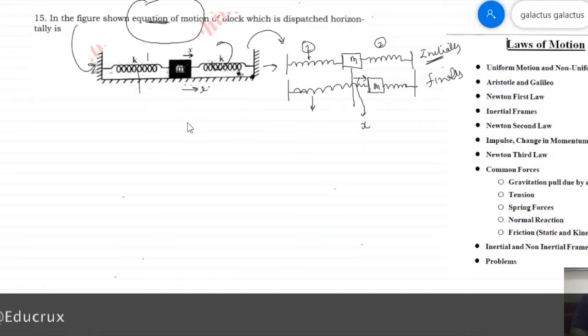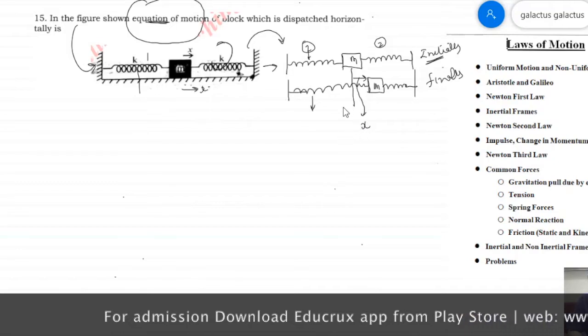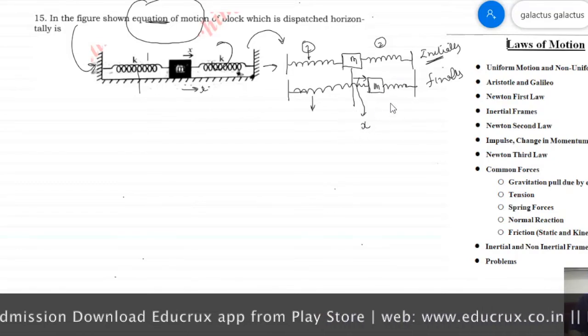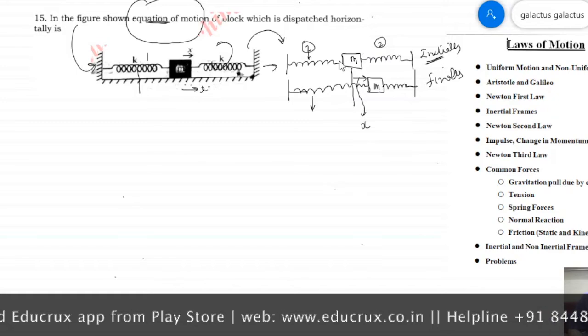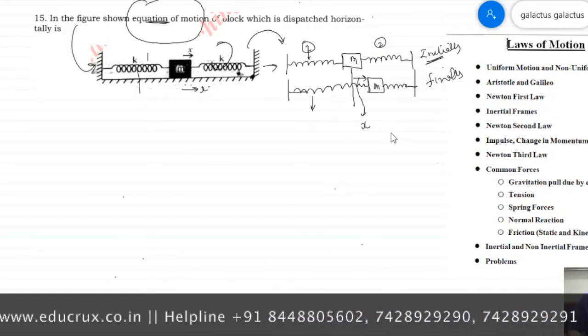The first is Newton's laws of motion, in which we just draw the free body diagram and evaluate the equation of motion. In the other method, I will show how to write the potential energy of this system when the mass is displaced by a displacement x.